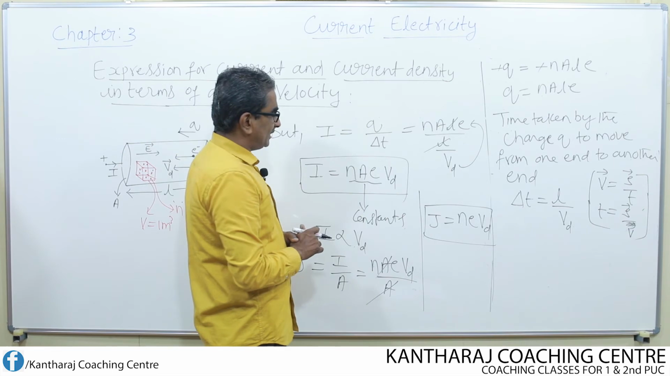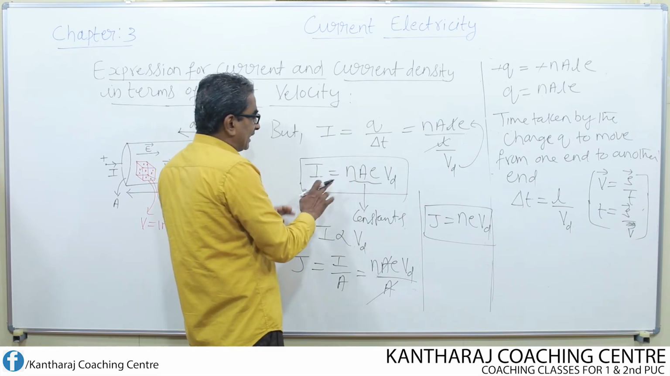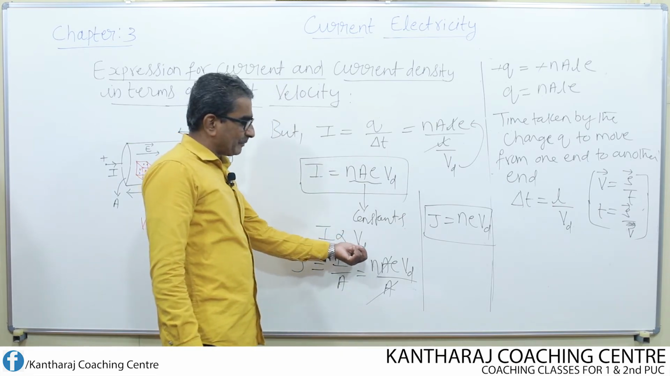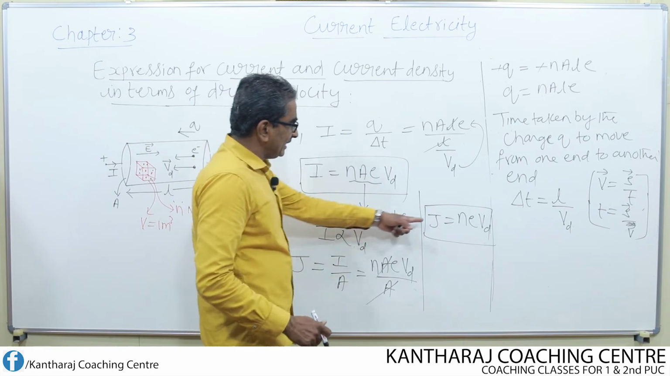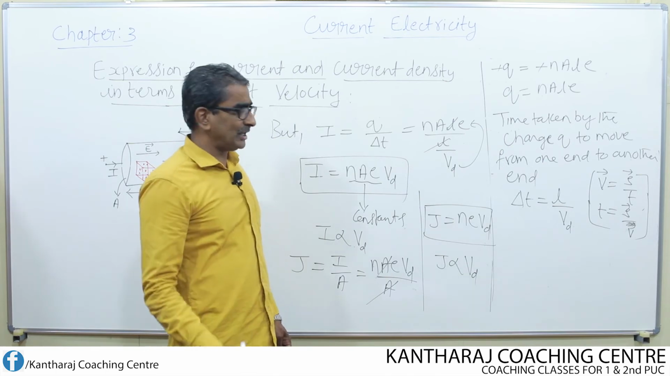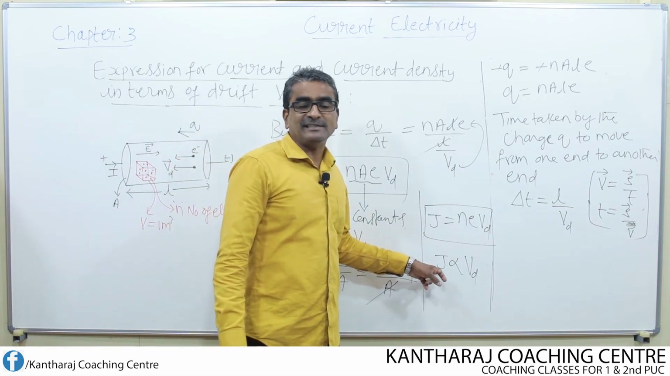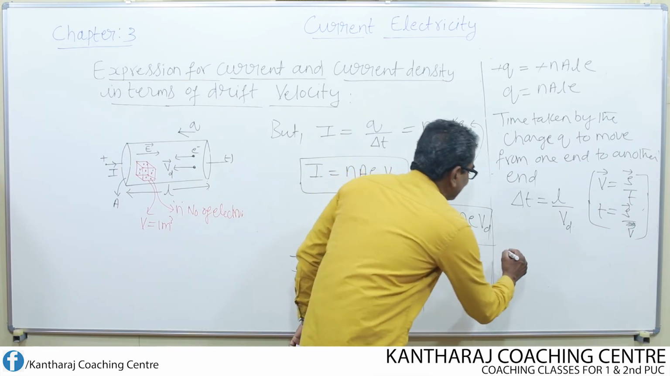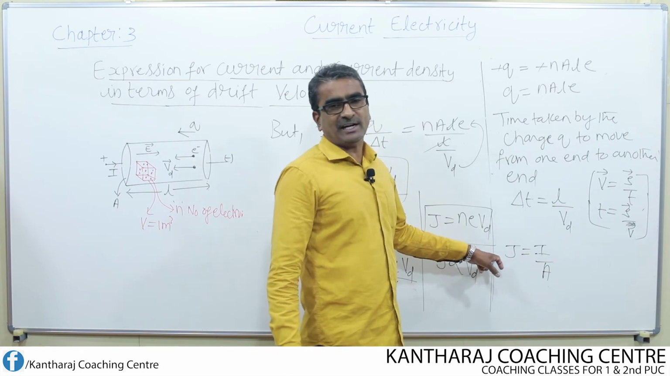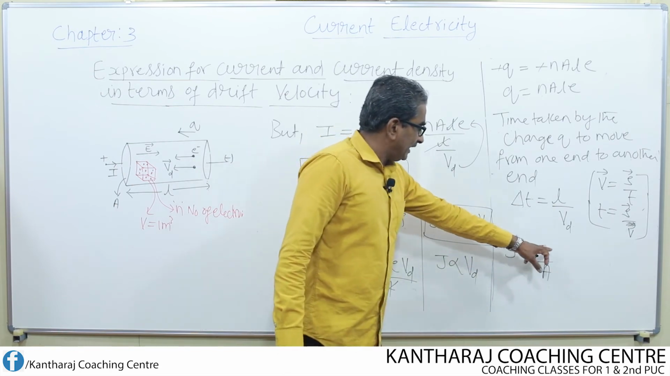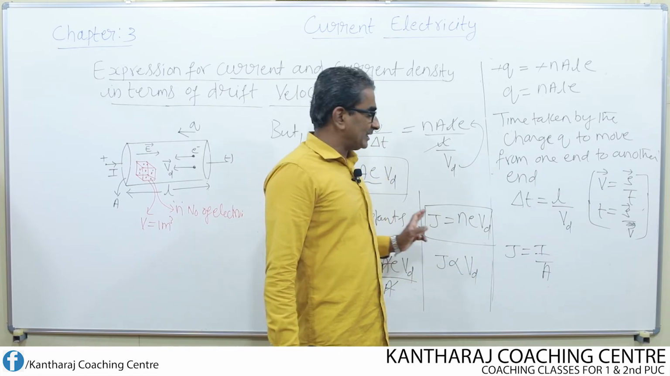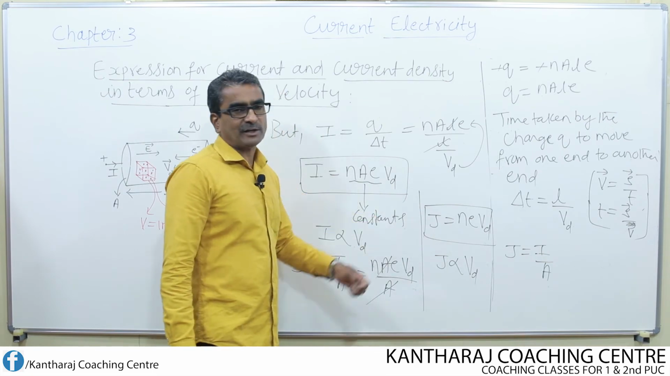If I want to consider how current is related to drift velocity, then I can say current is directly proportional to drift velocity because all these are constant. Here once again, J is proportional to Vd. It's quite natural. If current increases, then current density also increases, because current density is nothing but current flowing per unit area. If I increases, J also increases. Then for the increase of I and J, drift velocity should increase. So these are the two expressions, one for current and one for current density.